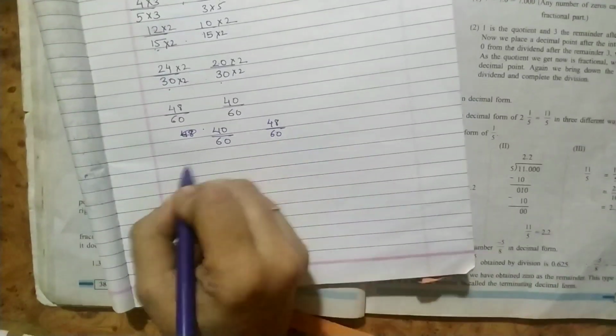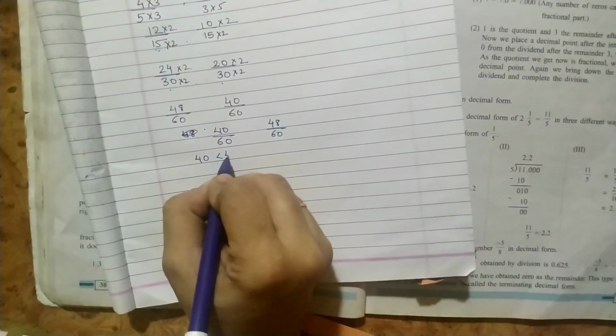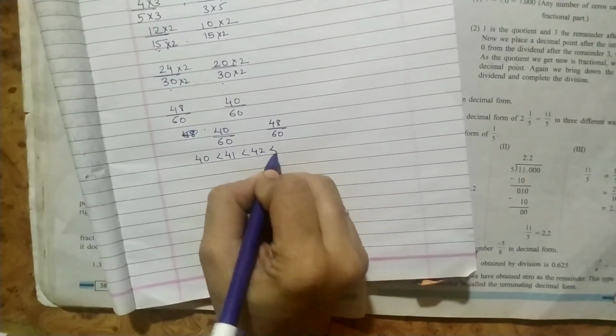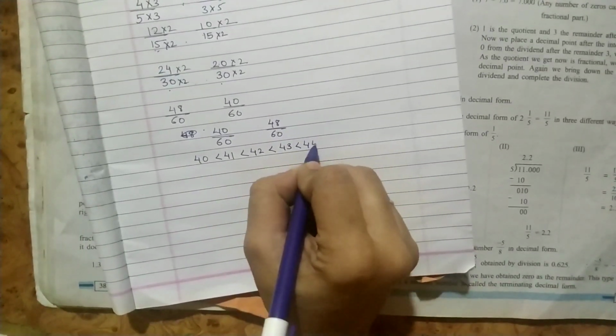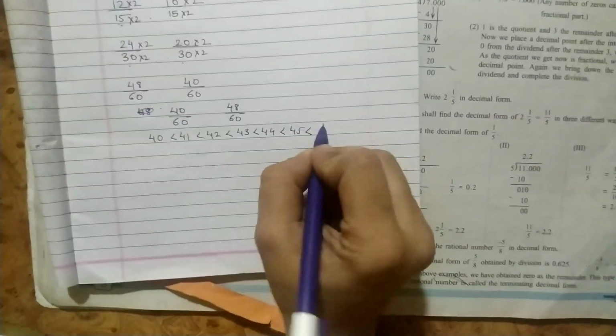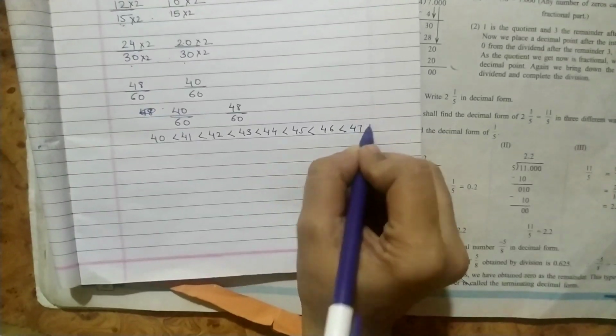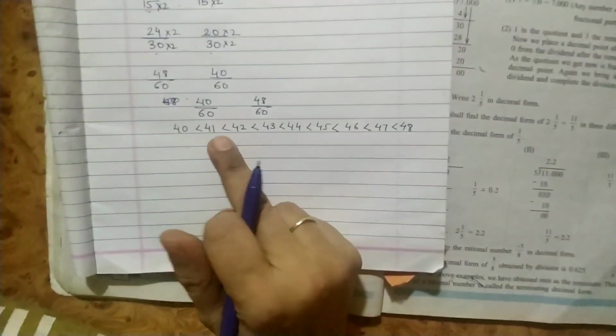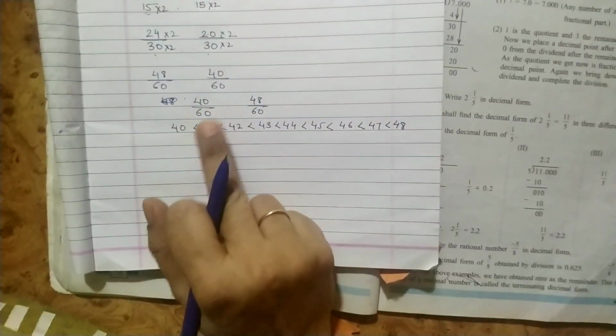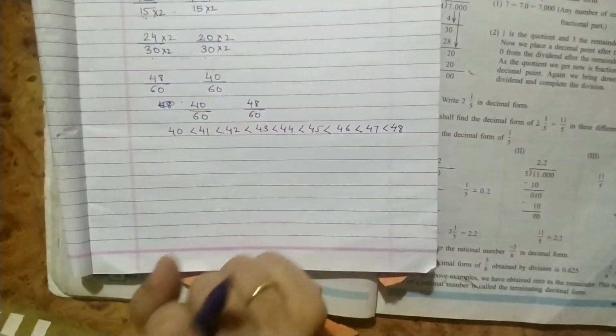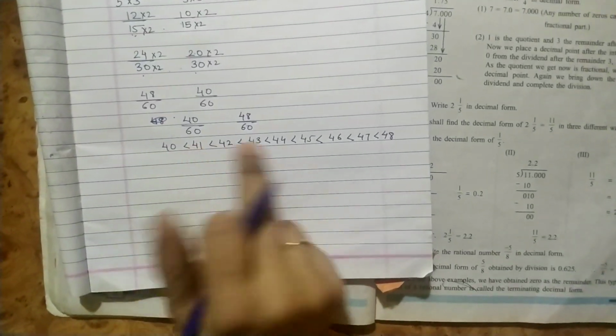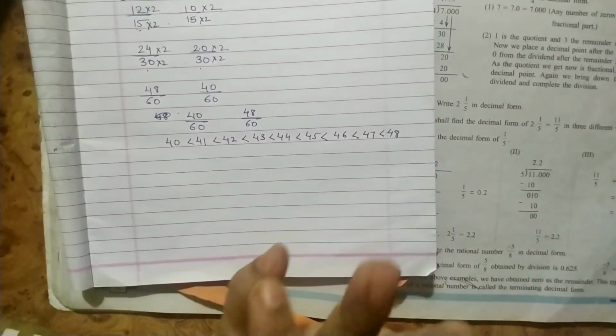And in between here 48 and 40, we will write it like this, that is 46 upon 60 and 48 upon 60. Then in between there is 40 less than 41, less than 42, less than 43, less than 44, less than 45, less than 46, 47 and 48. Okay, means here the numbers between are 41 upon 60, 42 upon 60, 43 upon 60, like that. Then you can write any 3. Okay, this is an open-ended question.